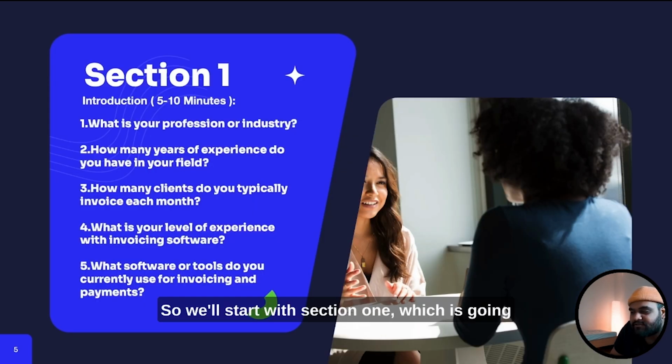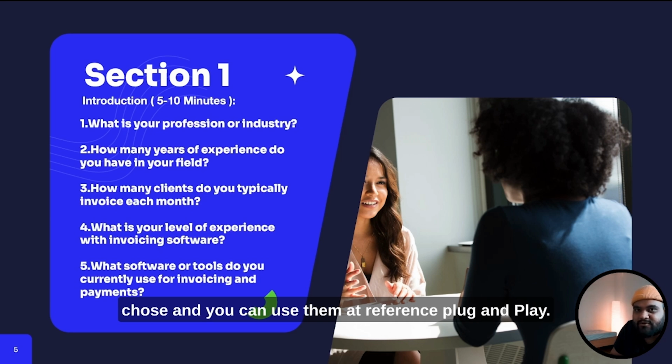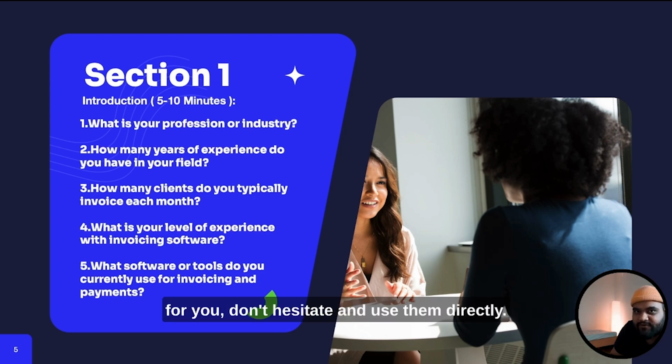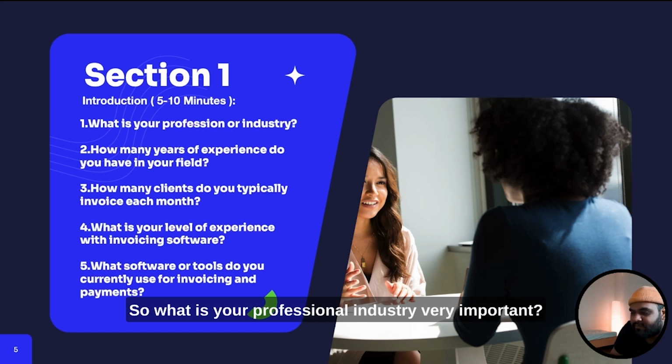So we'll start with section 1, which is going to be about your profession or industry. For our use case, these are the questions that we chose, and you can use them as reference, plug and play. If you feel that these questions work for you, don't hesitate to use them directly. So what is your profession or industry?